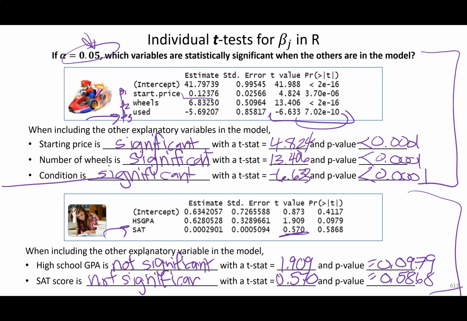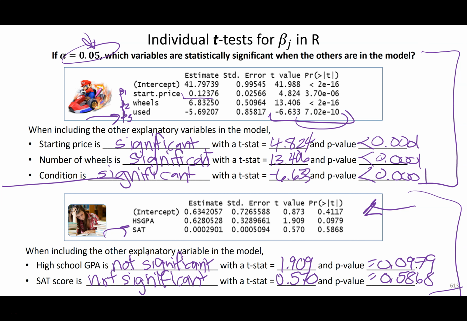So one thing I want to emphasize is here, we wouldn't rush to say that neither of them are useful. What we would do is we'd say, okay, which one's least useful? Oh, well, this one. We would remove SAT and fit again. And then find out, okay, well, when I remove SAT from here, is high school GPA useful in predicting college GPA? You'll find that it will be.